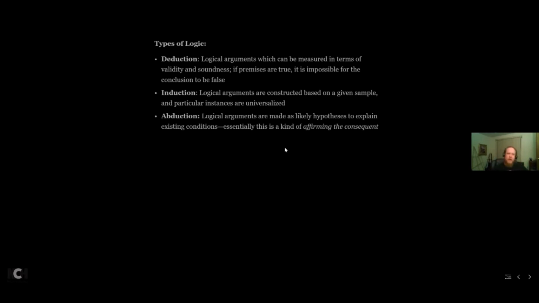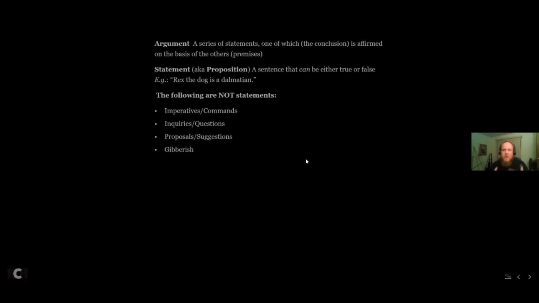The main one that we're going to talk about and examine from here is deduction. Now let's get into some more aspects of deductive logic. I'm going to define some terms here.